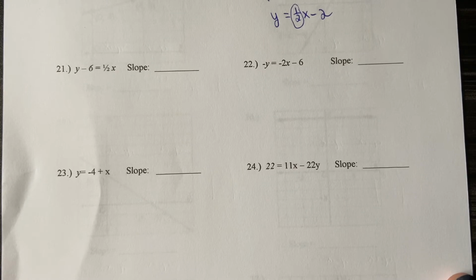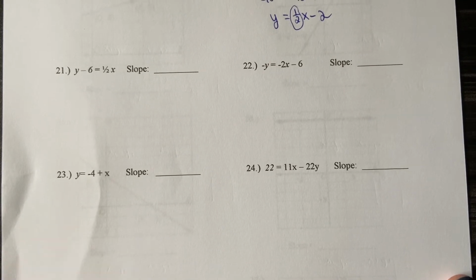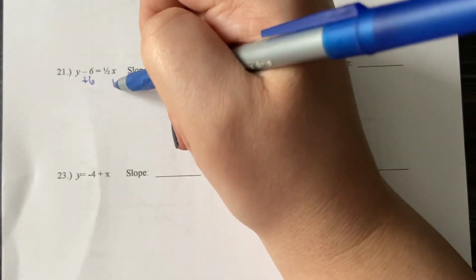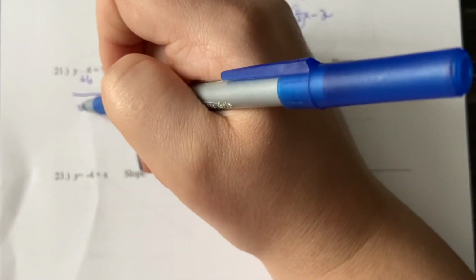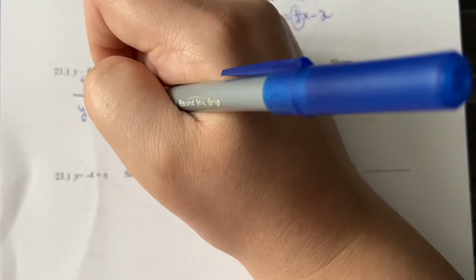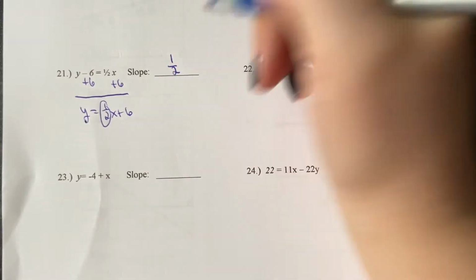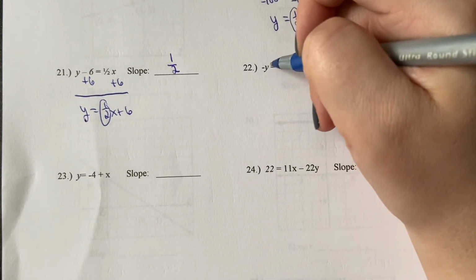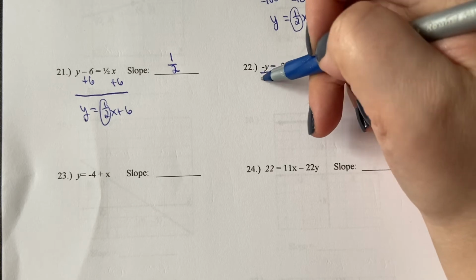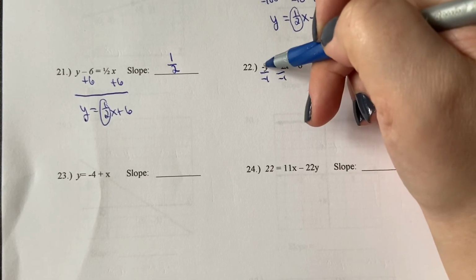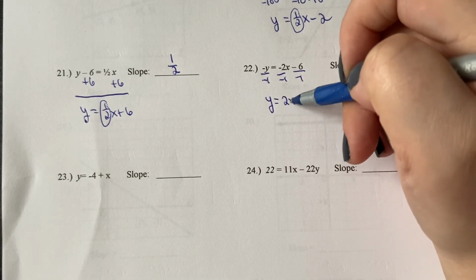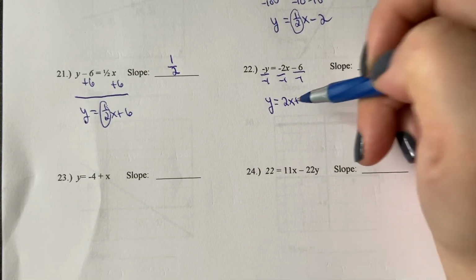Okay, 21. I just have to set that equal to y, so I would add 6 on both sides. And then I would have y is 1/2 x plus 6. So the slope on that one would just be a half. This one, if you have a negative symbol in front of y, you're going to divide every term by negative 1, because technically there's a 1 there. We just don't write it. So we have y is equal to 2x plus 6. So the slope of that one would just be 2.